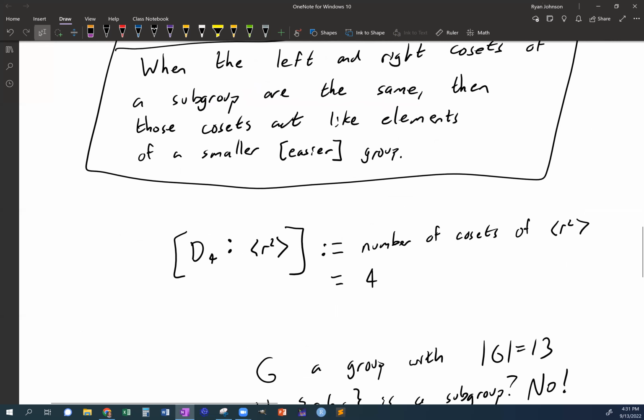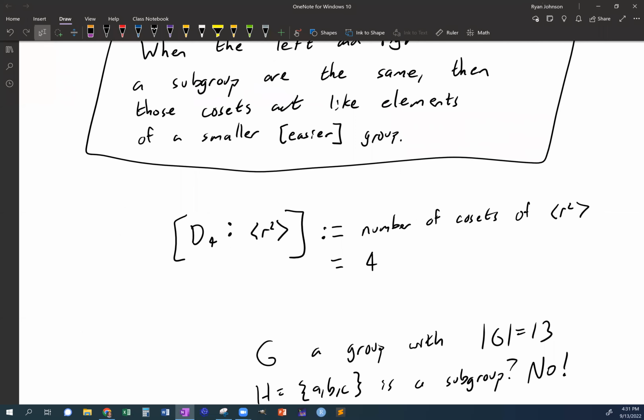And then we looked at this definition called the index. If you have the group and its subgroup, then when you do these brackets with the colon here, that is saying how many cosets the subgroup has. In this case, the subgroup had 4 cosets, because those 4 colors, we colored it by coset.